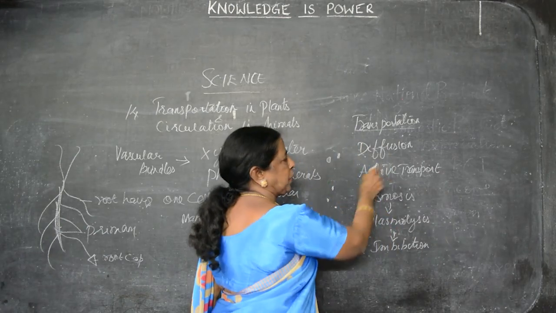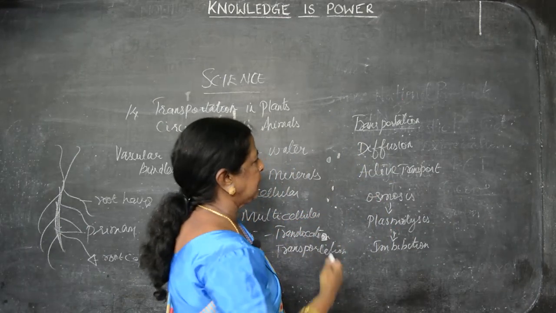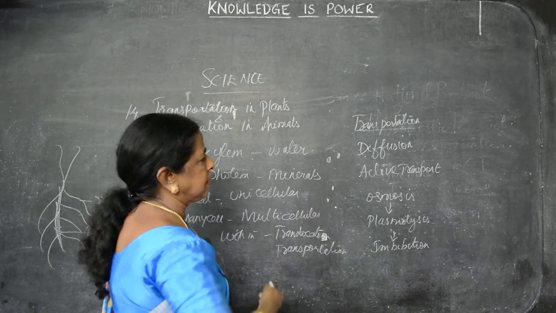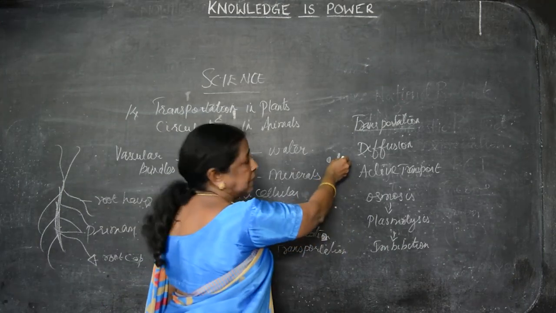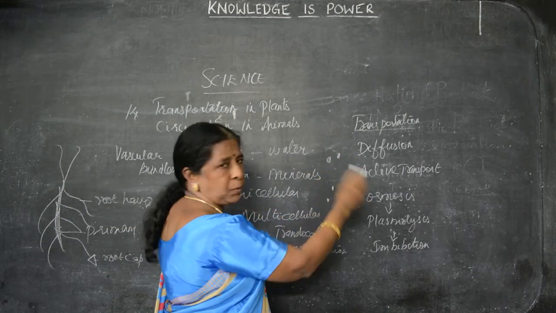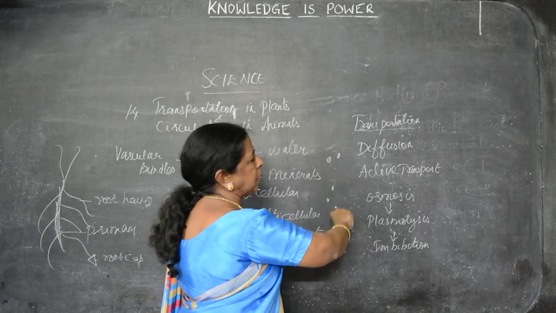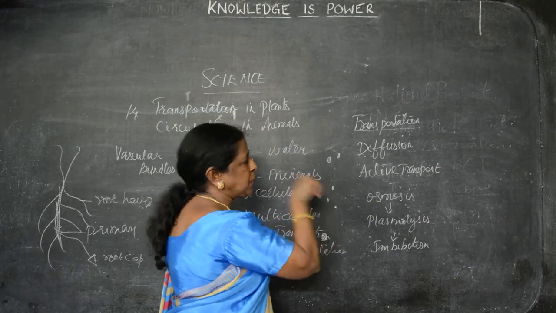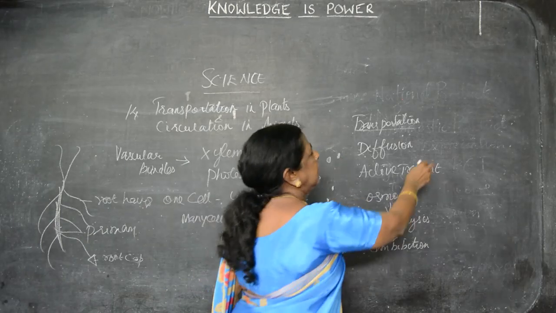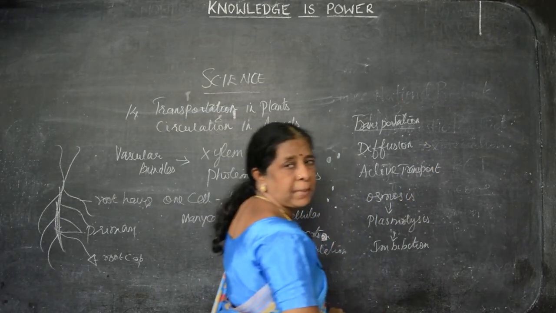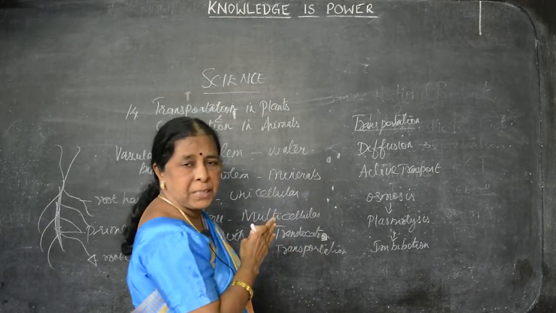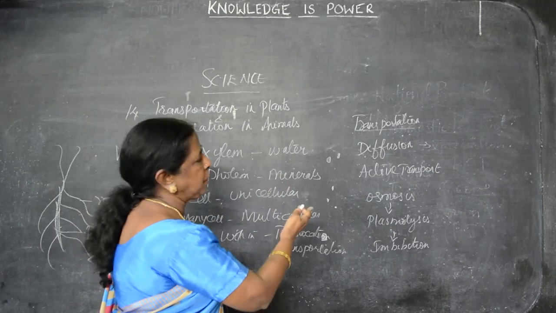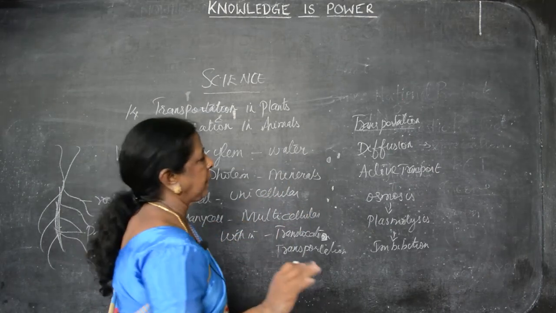Active transport, I said, is also the same as the diffusion method, but here energy is considered. This is within the cell, this is out of the cell. In and out of the cell, the water and food particles are transported from one place to another. That is known as active transport. Here energy is taken, there energy is not measured. So that's the difference between diffusion and active transport.